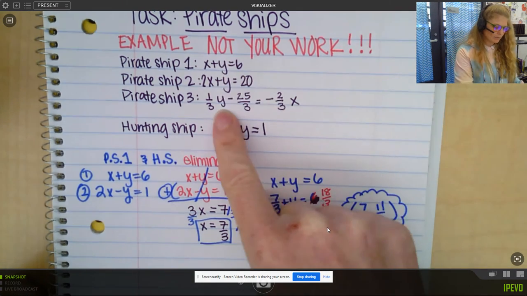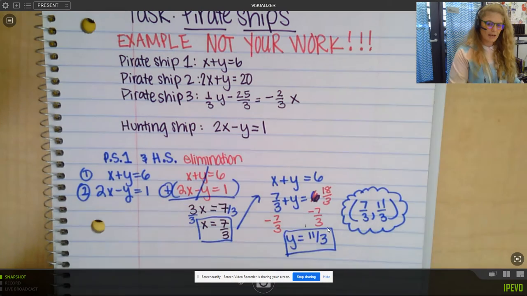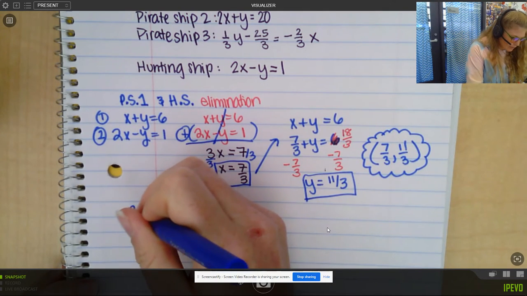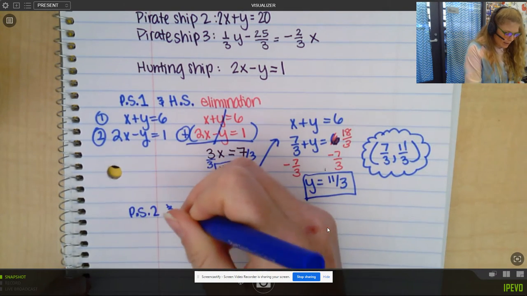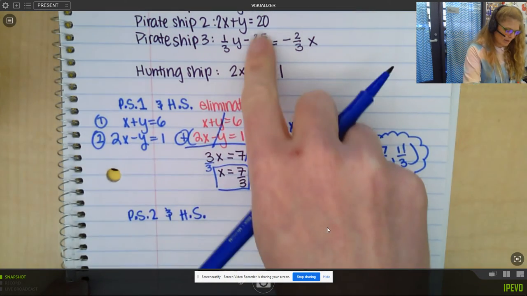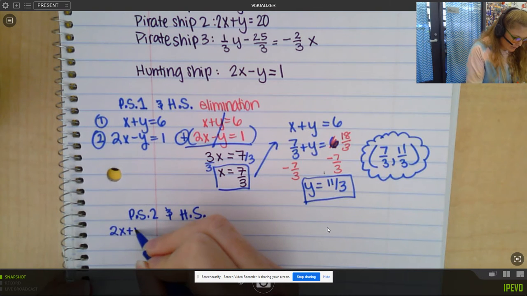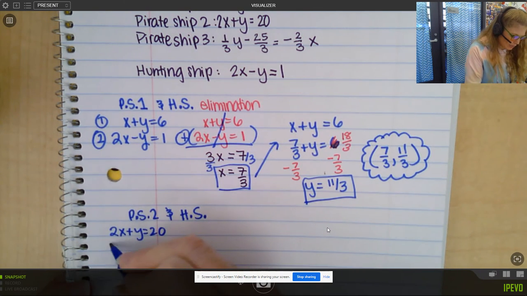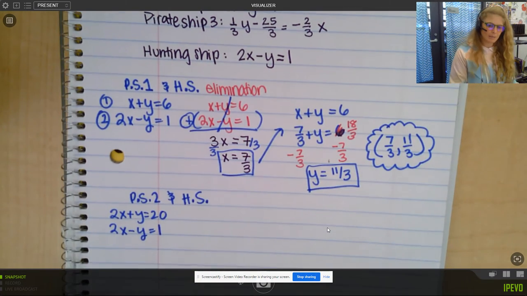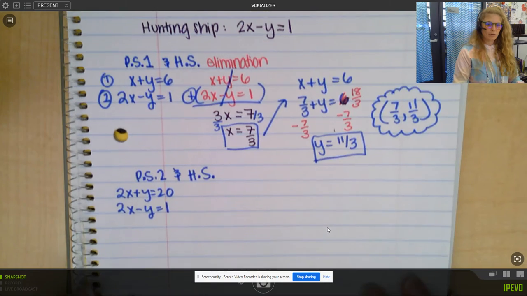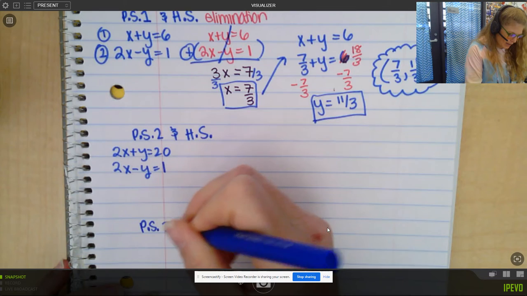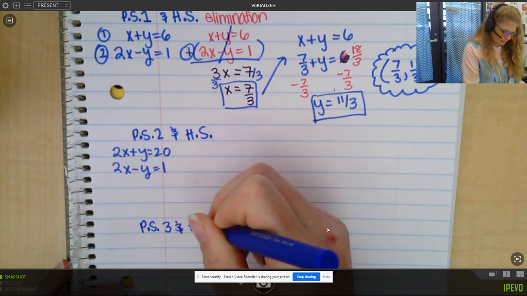When you were looking at these three pirate ships as you're working through creating your next system, you would have pirate ship two and your hunting ship, and you would go ahead and solve that system. So my pirate ship two is 2x plus y equals 20, and my hunting ship is 2x minus y equals 1. So again, I would probably use elimination here. And then your third system that you would solve would be, of course, your pirate ship number 3 and your hunting ship.